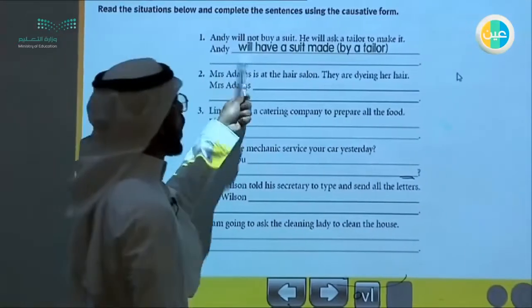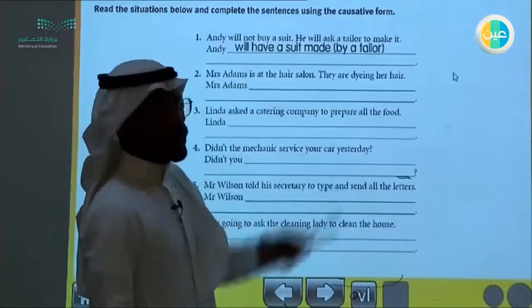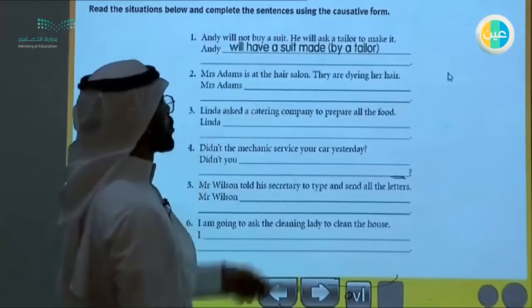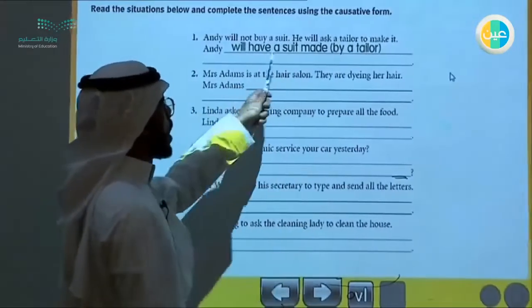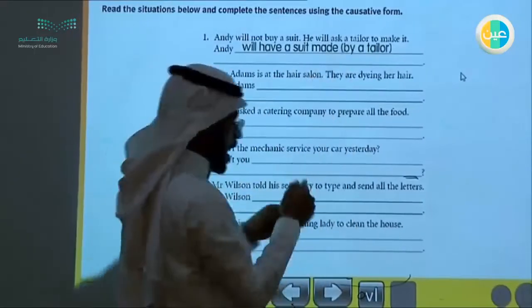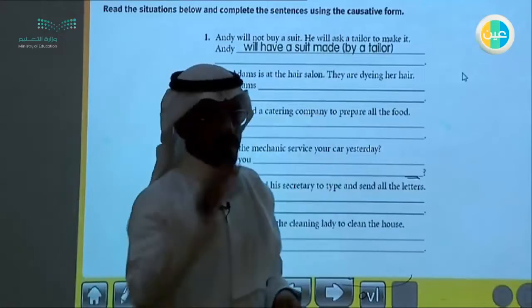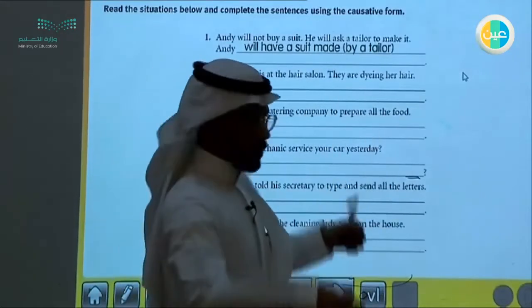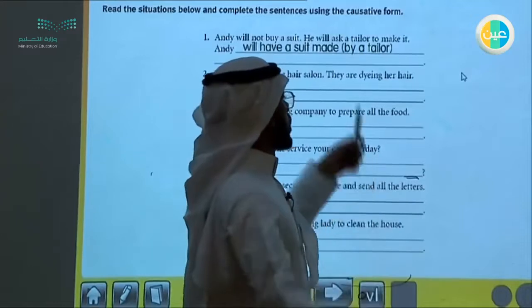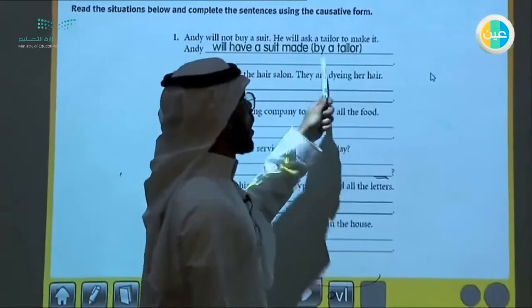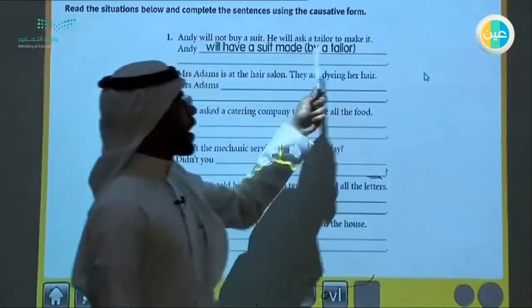The answer is: Andy will. Why did we use will? Because it's future will. Have is fixed. A suit because it's an object. Made, the verb in the third form: make, made. And it's optional to mention the agent, who did it, by a tailor.